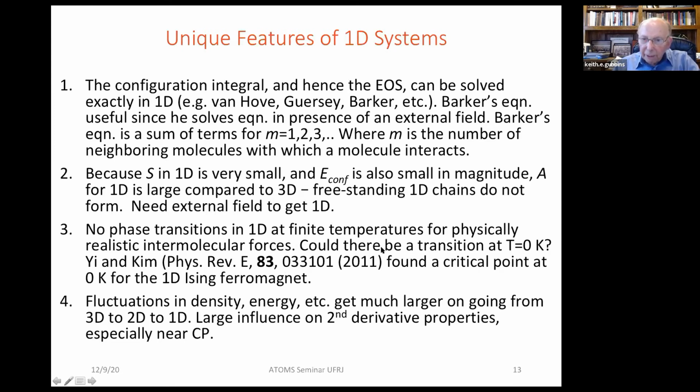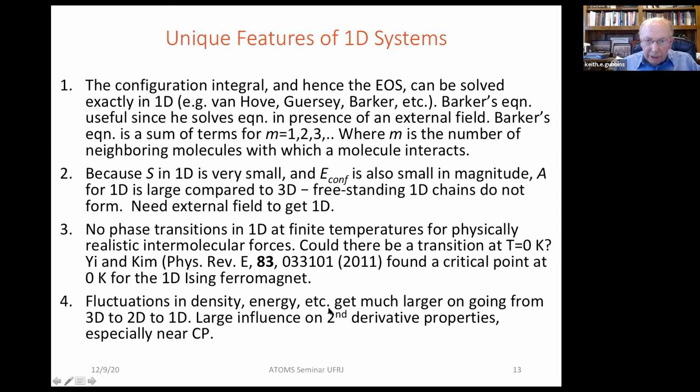Left open is the question of whether there could be some sort of transition, even in a strictly 1D system, at 0 degrees Kelvin. About 10 years ago, there were a couple of papers where people showed that there was a critical point in a one-dimensional Ising ferromagnet. So you might think there might be a critical point at 0 Kelvin in a fluid, because these are the same universality class. As far as I know, nobody has proven that, but it seems to be a reasonable surmise, and I'm going to show you some results that suggest that there might indeed be some sort of continuous transition at 0 Kelvin.